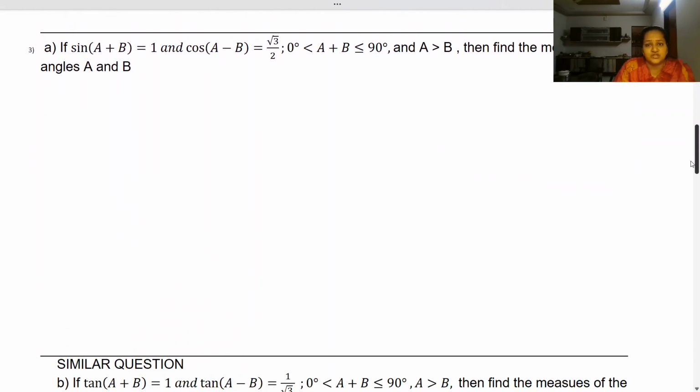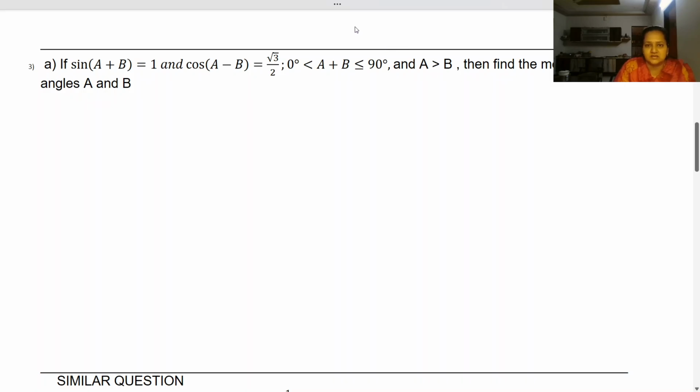Moving on to the next question, which is one of the very important questions for 2 marks. This can be a part of your MCQ as well as a 2-mark question. So you can see this from both points of view. But the concept remains the same.